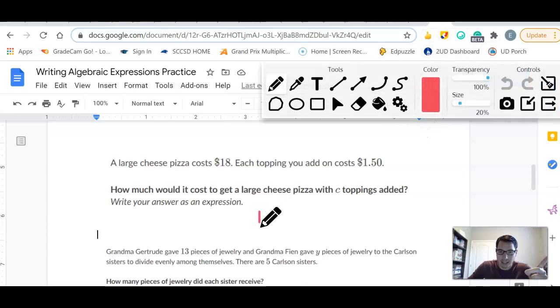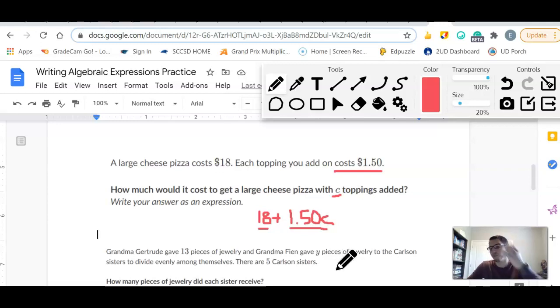Yes, it is the $18. Okay, plus some amount of toppings, which is C, and the cost for each topping is $1.50. So we take the cost of the pizza plus the $1.50 for each topping, and we multiply that by C. So this is the cost of your large cheese pizza. This is the cost for your toppings. If you wanted one topping, let's say pepperoni, you would take $1.50 times 1, which is $1.50, and you add that to 18.